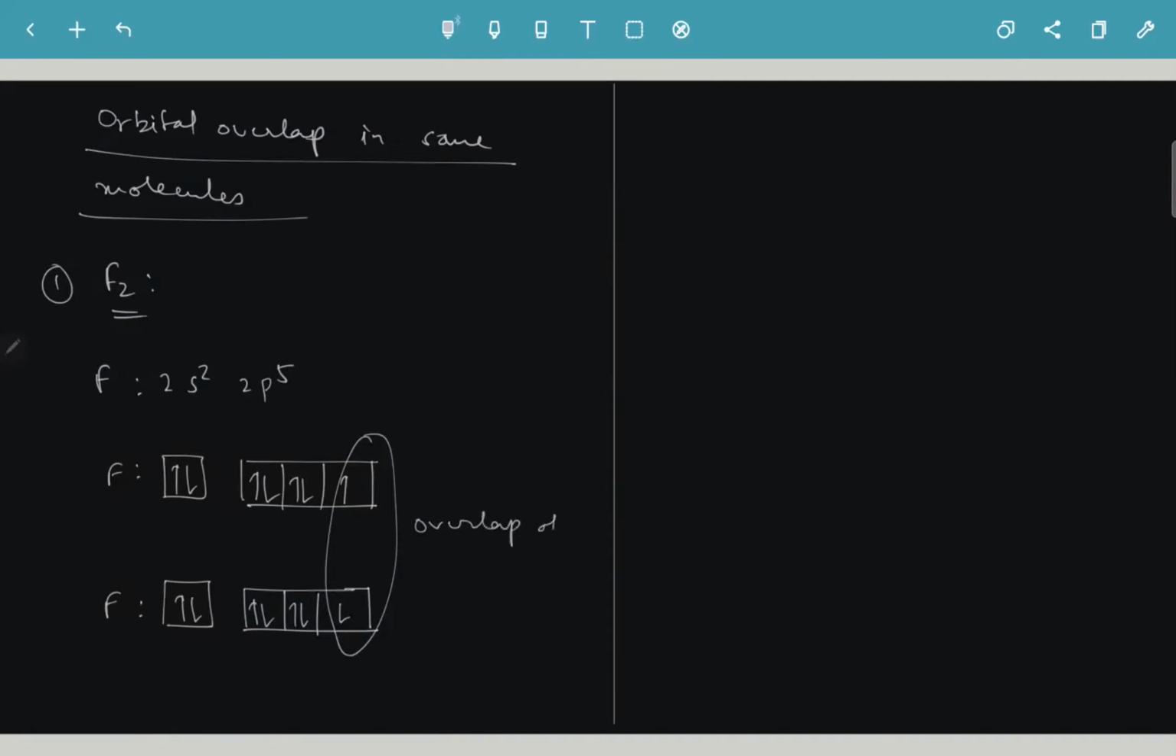Overlap of two half-filled orbitals. Conventionally, we consider z-axis to be the internuclear axis. Nothing is specified. We assume z-axis to be the internuclear axis. ये point add कर लो. Conventionally, z-axis is taken as the internuclear axis.